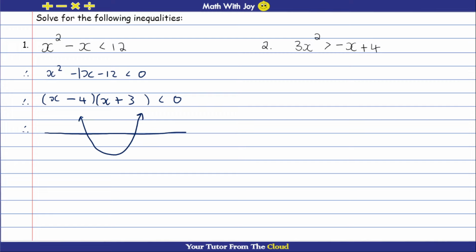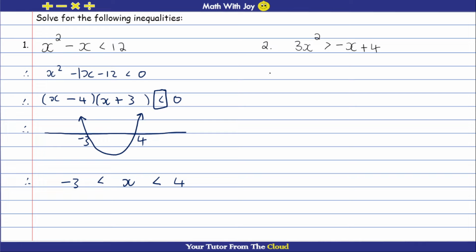Okay, so I drew my graph. Then I know that this bracket of x plus 3 will give me a minus 3. So I put minus 3 there. I put positive 4 there. Then I concluded, I say minus 3, 4, put an x in between them. I grab that sign, and that's my answer.